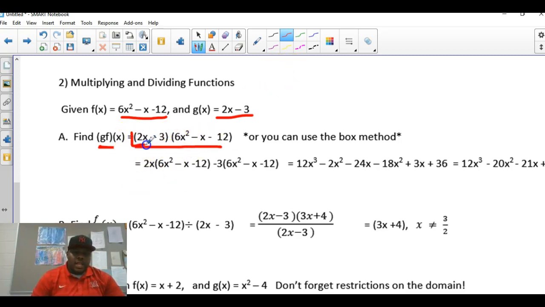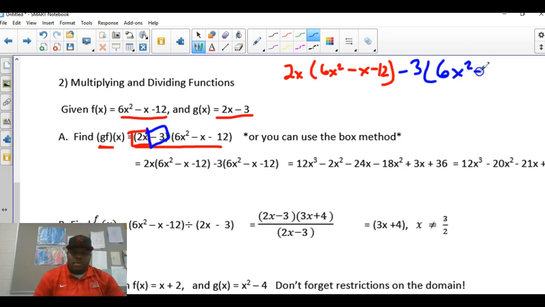All right, we're going to take this, because you know with foiling, you would do this first one times everything over here. Well, let's do that. Let's go 2x times 6x squared minus x minus 12. All right, and then let's do the negative 3 right here. See, that's negative 3? So we're going to do negative 3 times, again, everything over here. 6x squared minus x minus 12. Now, if you're comfortable with foiling, man, foil away. This essentially is foiling. All right, it's just breaking it apart.